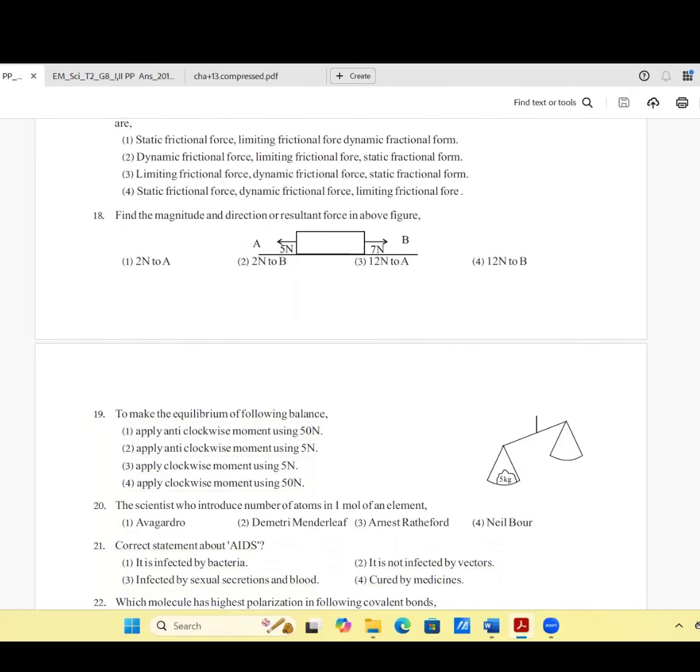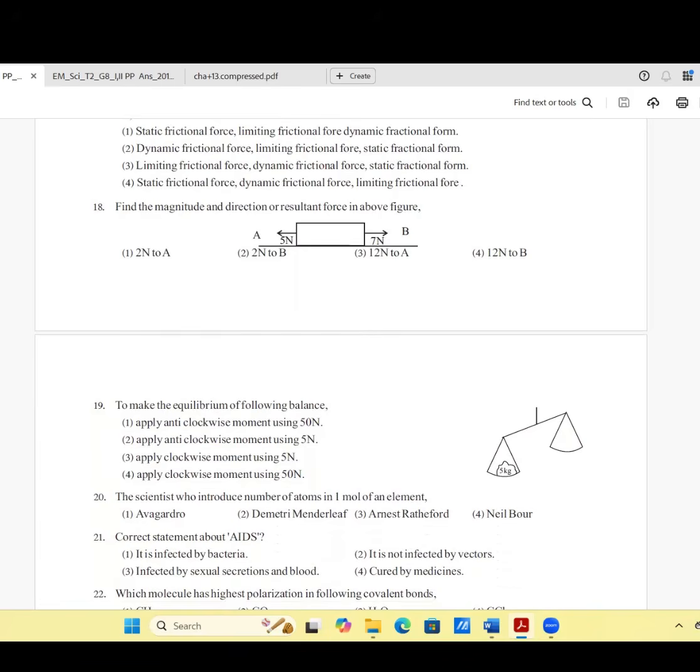Find the magnitude and direction of the resultant force in the above figure. Answer 2, 2 Newton to B. To find the resultant force in this kind of situation, you have to subtract the smallest one from the largest one, and the direction is the direction of the largest force. So answer 2, 2 Newton to B.